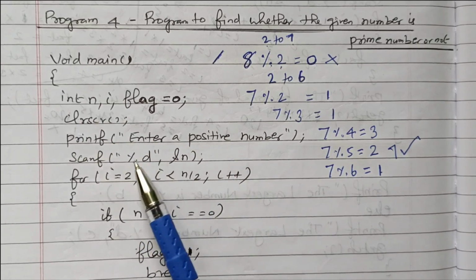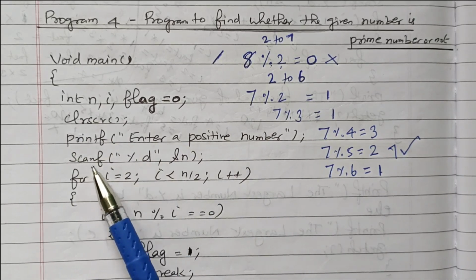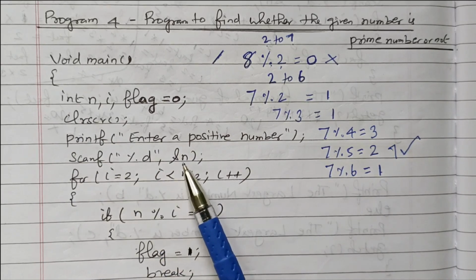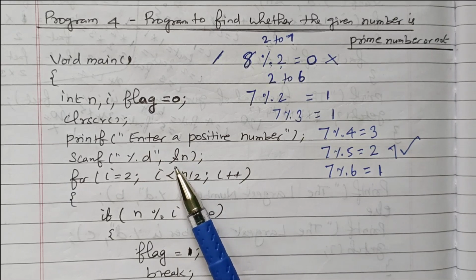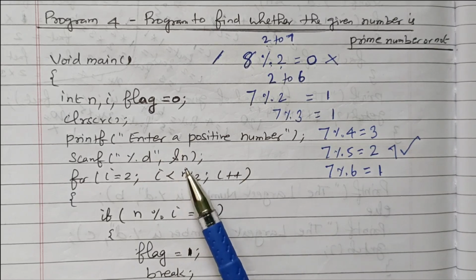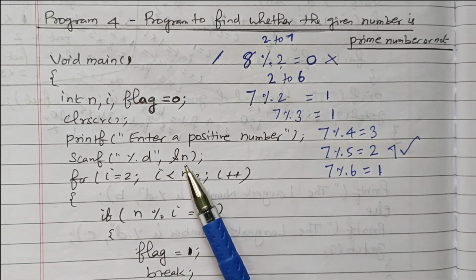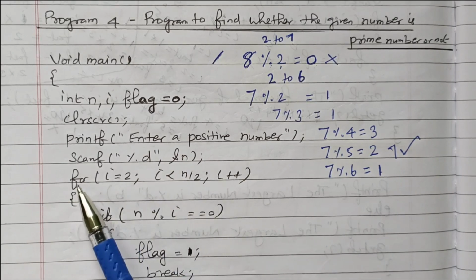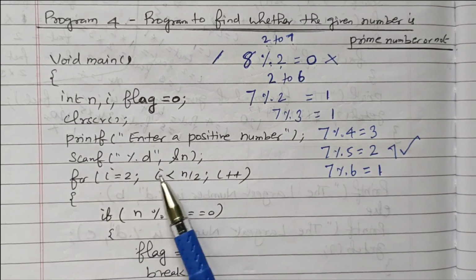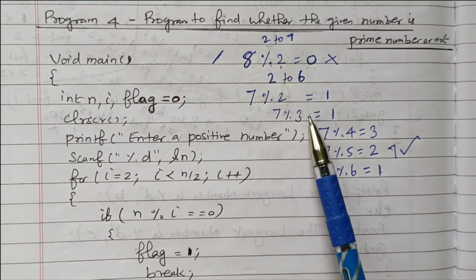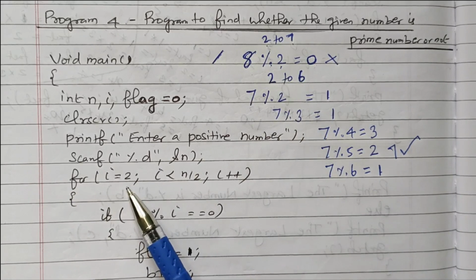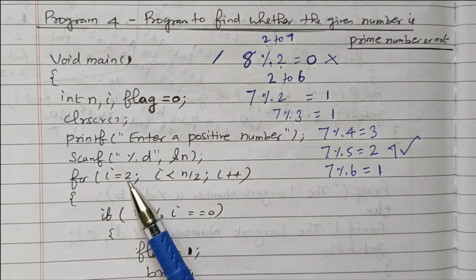So the user will enter it, and that is scanned by the scanf function with %d and &n, that is the address of n, right? The number the user entered will be stored in the location n. Now we can start the process, the for loop. It starts with 2, for all the cases. We cannot start with 1, right? So it starts with 2.